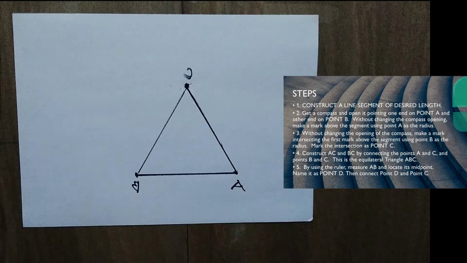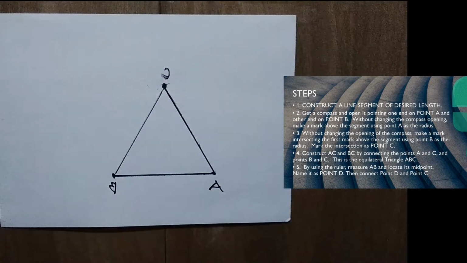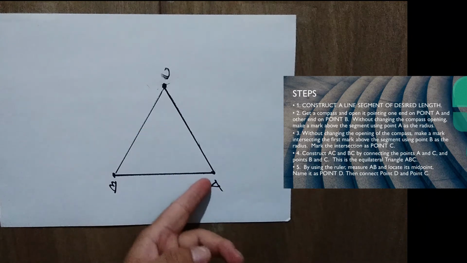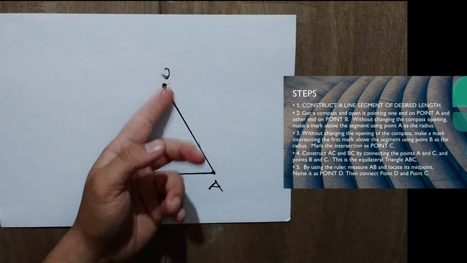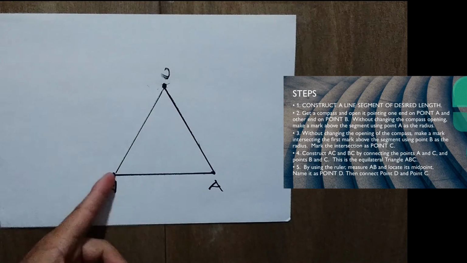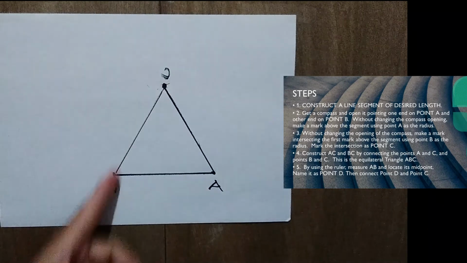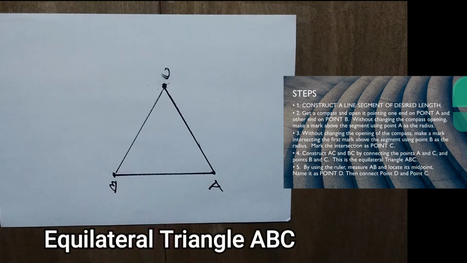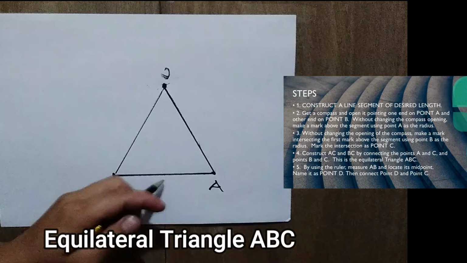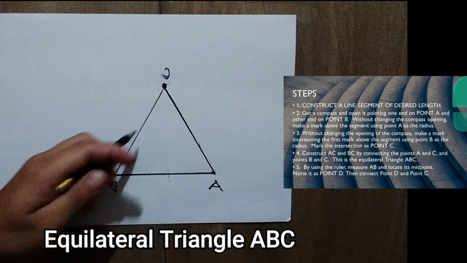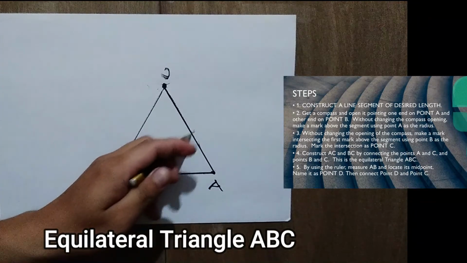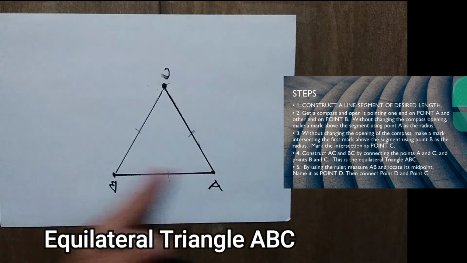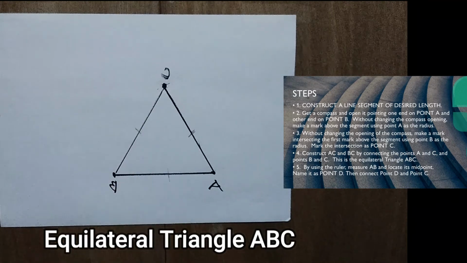Okay, so by constructing the line segment AC and line segment BC, by connecting point A to point C, that is line segment AC, connecting point B to point C, so that is line segment BC. This is now an equilateral triangle. So when we say equilateral, the measure of the side AB is congruent to the measure of side AC and congruent to the measure of side BC. So pare-parehas lang yan ng measurement.